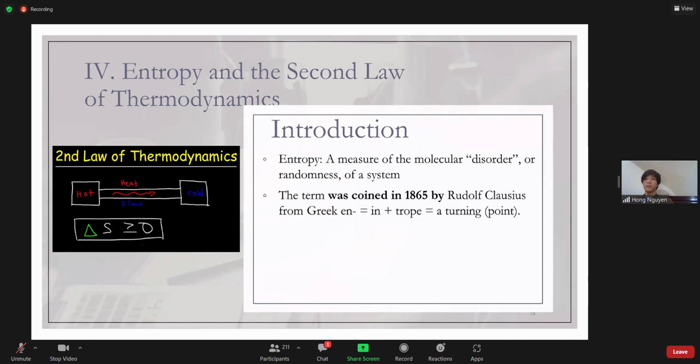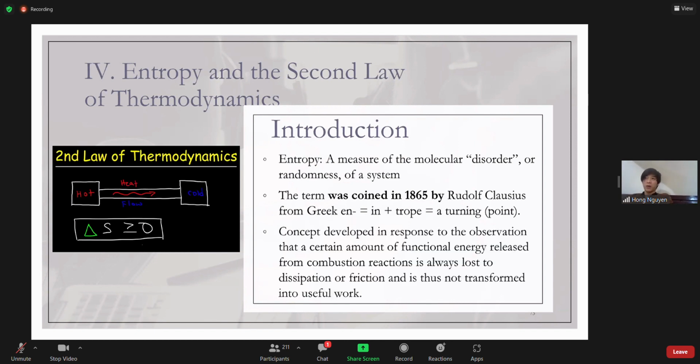And this term was coined first by Rudolf Clausius in 1865. He was the first one to mention this word. It originated from the Greek word meaning "in" and "trope", a turning. So entropy is actually a turning point. This is the meaning of entropy.